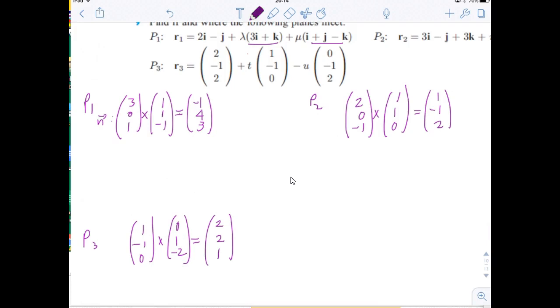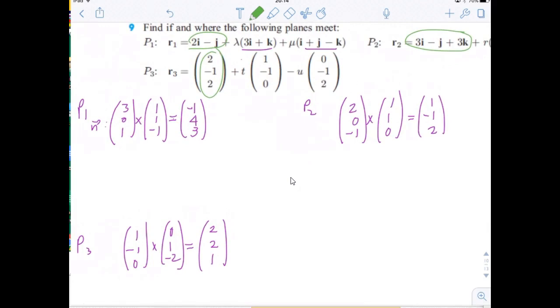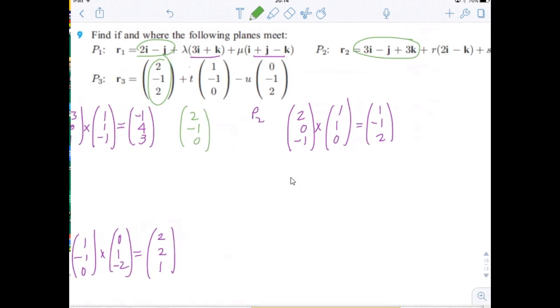To do that, I do need the normal vector for each one. And the normal vectors for each one are listed kind of like as the position vector of the equation, okay? So I'm going to write those in green. So for plane 1, the position vector, the reference point for the plane is 2, negative 1, 0. And for plane 2, it is 3, negative 1, 3. And then for plane 3, it is 2, negative 1, 2.